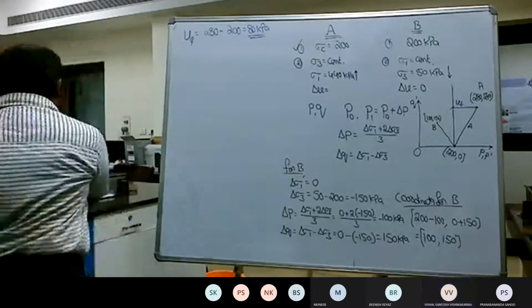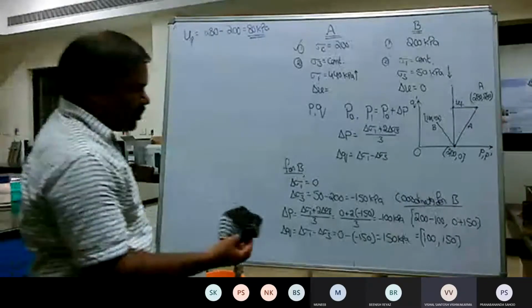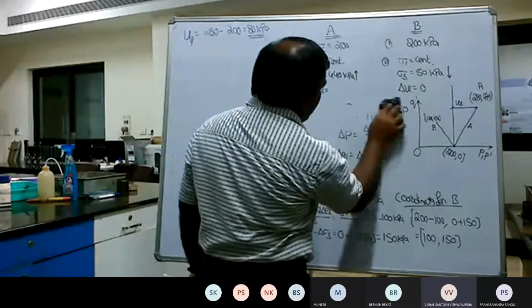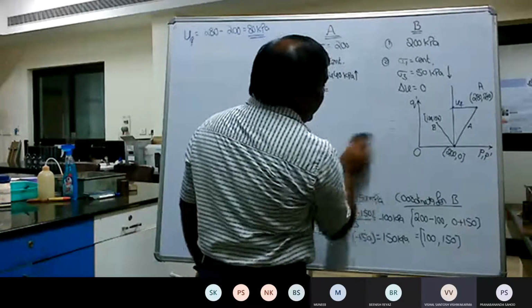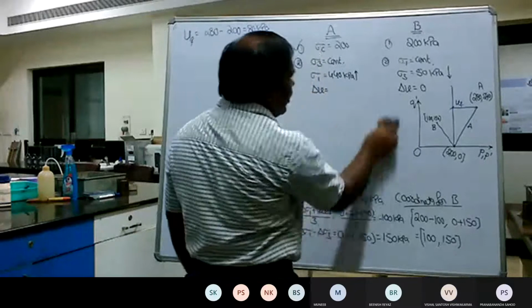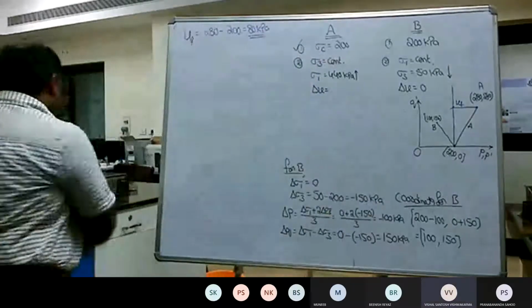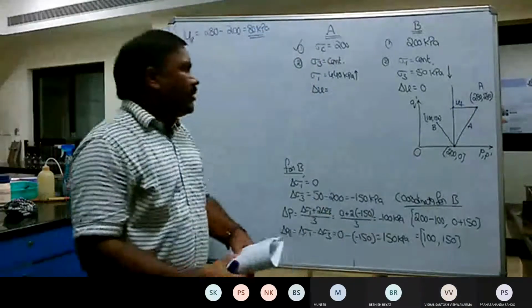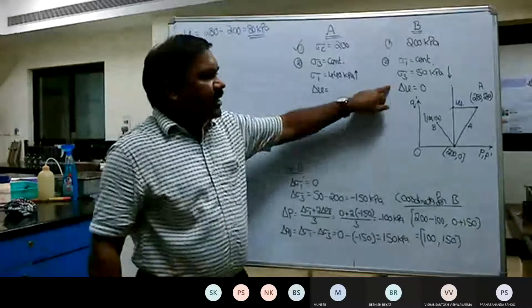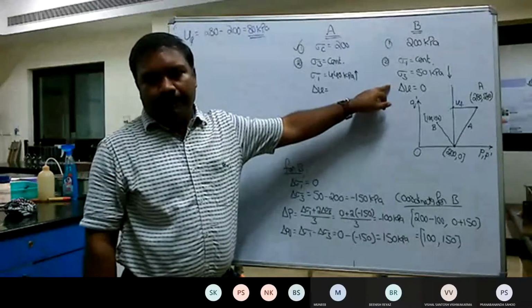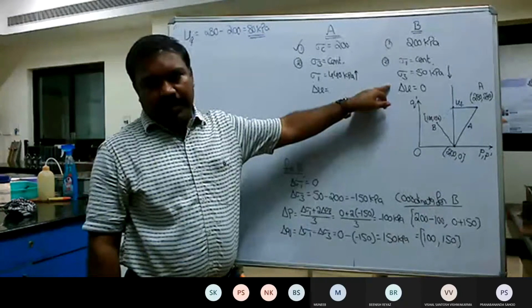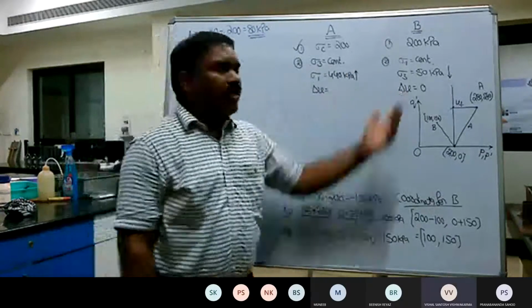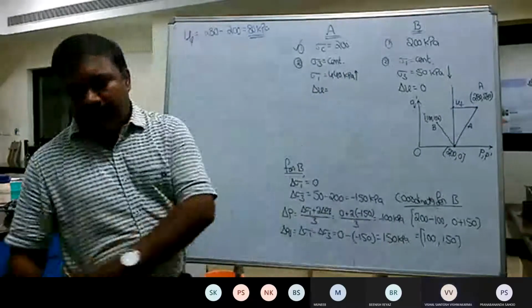Sir, why have you taken the reference at specimen A? Why not B? Okay. In B, what is the drainage condition? Drained or undrained? Sir, drained. So there is no development of the pore water pressure.